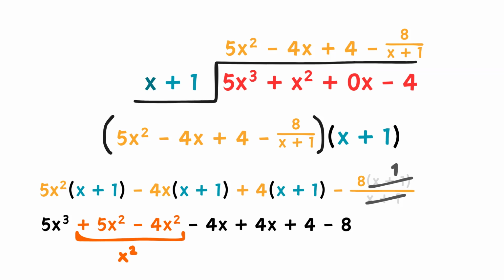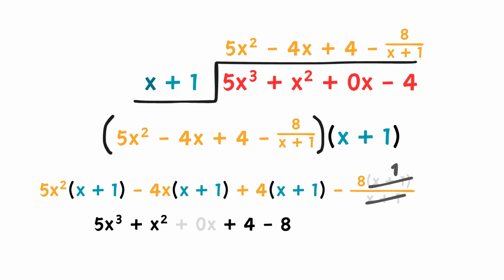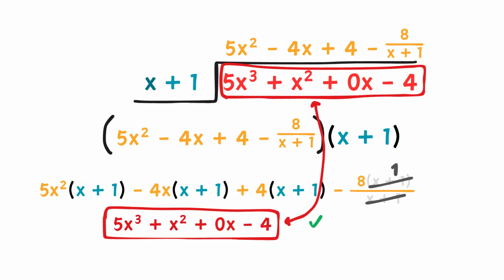5x squared minus 4x squared is x squared. Negative 4x plus 4x is 0. And 4 minus 8 is negative 4. So we have 5x cubed plus x squared minus 4. And look at that. It matches our original dividend.